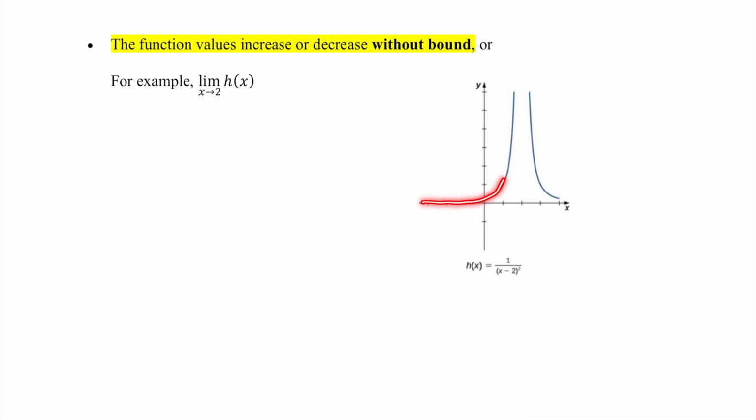As x gets closer to 2 from both sides, the graph shoots upward. The function grows larger and larger. It does not approach a fixed number. So we say the limit does not exist because the function increases without bound.